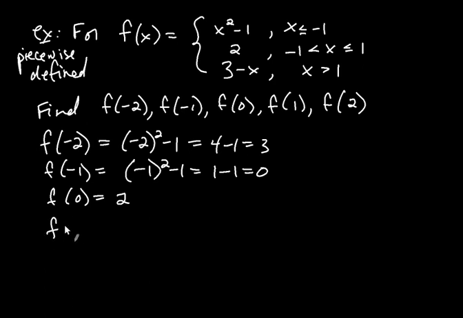Moving on to the next one, f of 1. Now notice that 1 still lies in that interval, right? Because 1 is less than or equal to 1. So that means f of 1 is also equal to 2. And then finally f of 2. Well, we've moved on to the third interval because 2 is larger than 1. So we want to plug 2 in here. And so the function is equal to 3 take away 2, which is equal to 1.